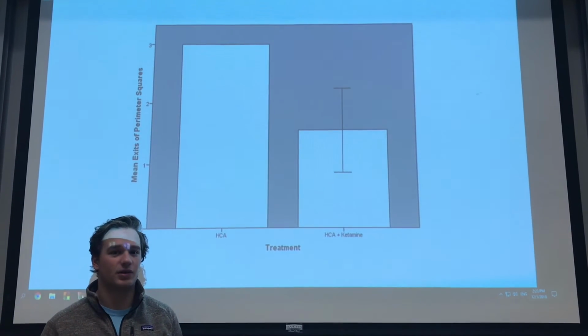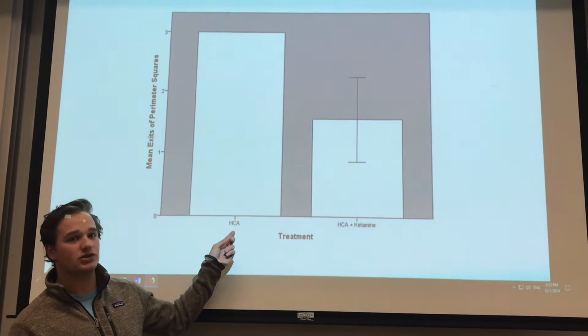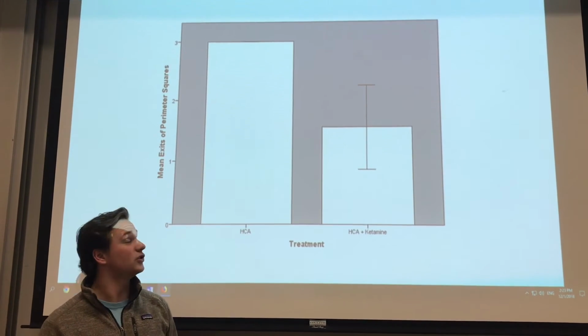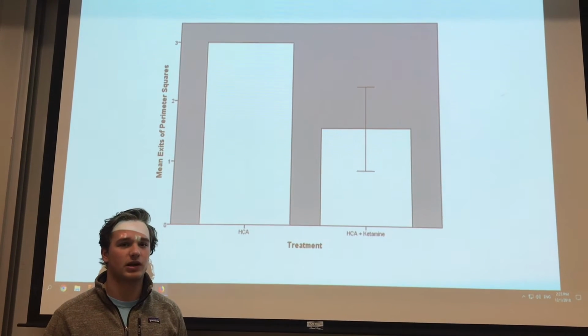The reason for this is the wide variance in sample size between the two groups. There were only 3 rats that were HCA only, and each exited the perimeter squares exactly 3 times, leading to that extremely small error bar, whereas the 9 rats in this group had a much wider variation, which is why we did not get a significant result.